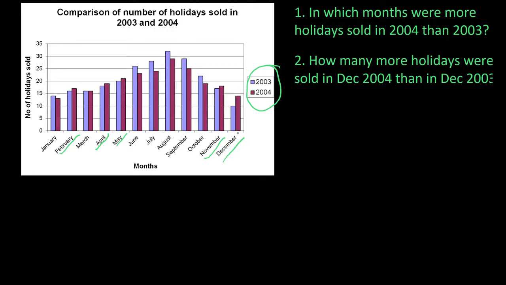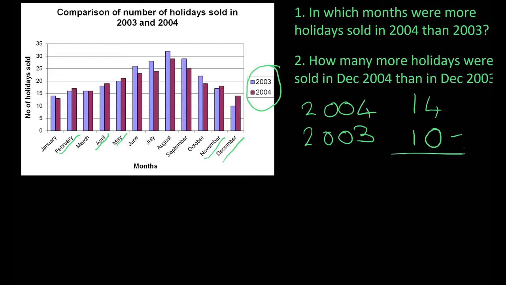Question 2 says, how many more holidays were sold in December 2004 than in December 2003? So now we're actually going to have to read the values off. Let's do December 2004 first. I would say that was 14. Reading that off. So again, as I say, you could use a ruler to help you with that. And in 2003, a lot easier this one, that's bang on the 10. So we take one away from the other and we can see that we're talking about 4 more holidays were sold.